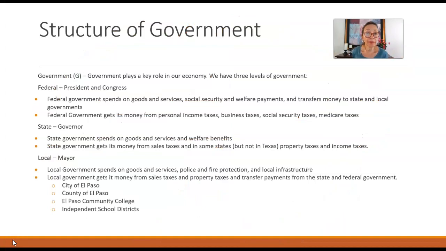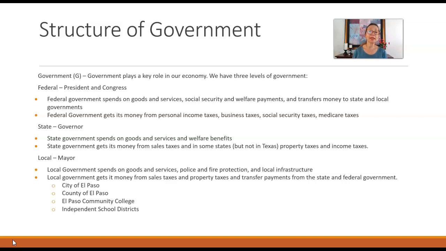So when we talk about government, we have three levels of government. We have the federal government, which is President and Congress, and the federal government spends on goods and services, Social Security, and welfare payments. It transfers money to the state and local government, and the federal government gets its money from personal income taxes, business taxes, Social Security taxes, and Medicare taxes, and I am sure many other types of taxes.